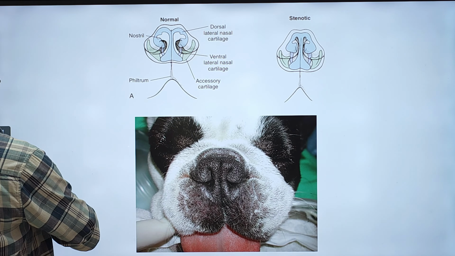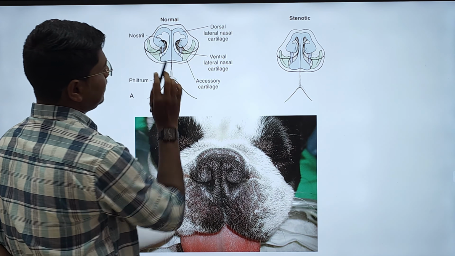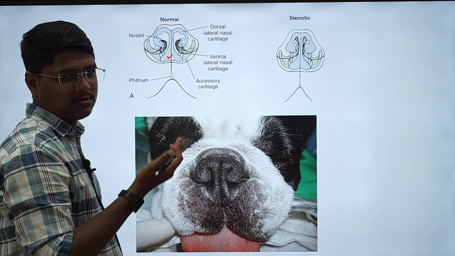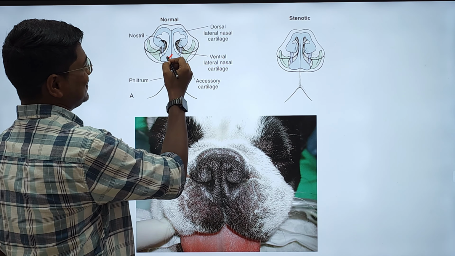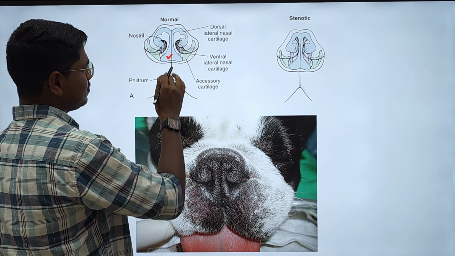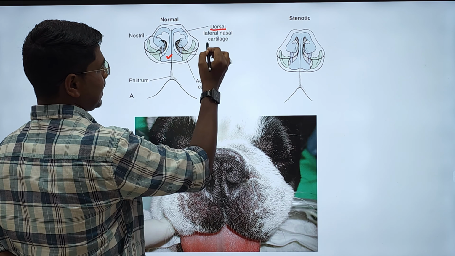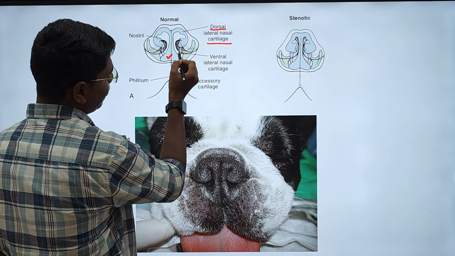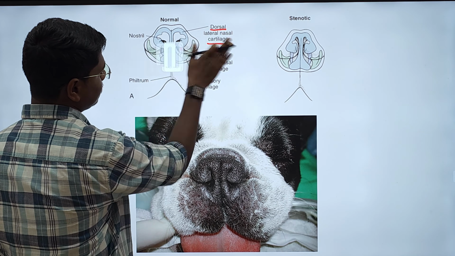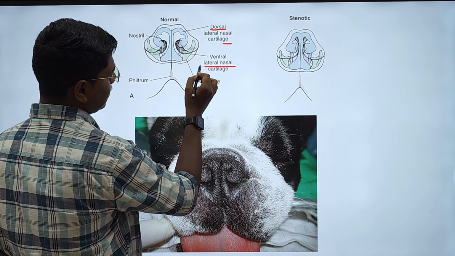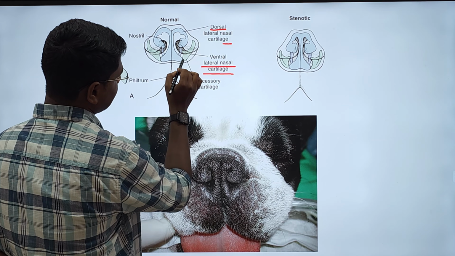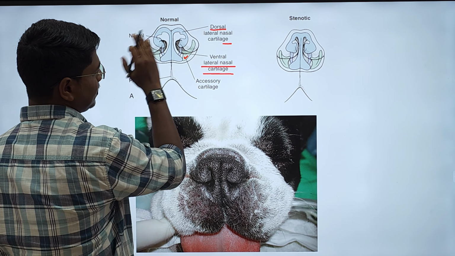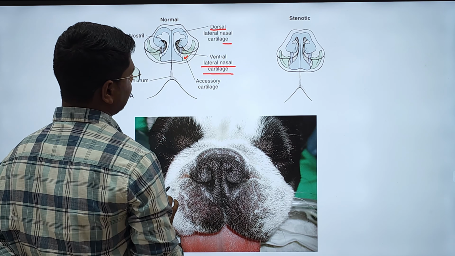Next, see the anatomy. Here there are 3 nasal cartilages. One is the dorsal one, this blue color, sky blue. Ladies, you can tell which blue. So this sky blue is the dorsal nasal cartilage, on both sides. Here this slightly purple one is the ventral lateral nasal cartilage. Next, this green one is the accessory one. There are 3 cartilages on each side: dorsal, ventral and accessory cartilage.